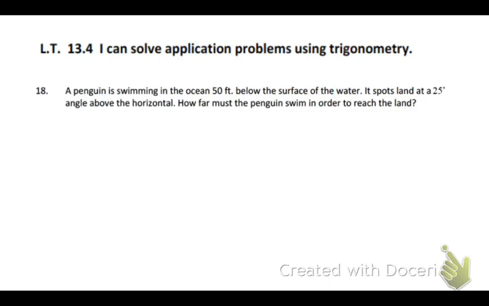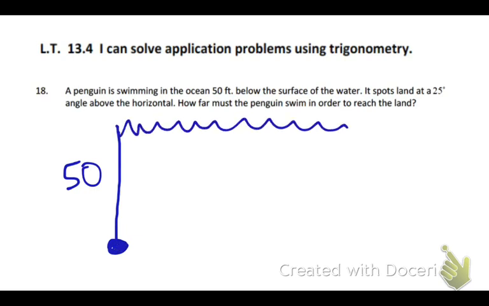All right, we're almost getting there. All right, we got a little penguin. The little penguin is 50 feet below the surface. So there's the penguin. He's right here, and let's say this is the water, like that. He spots land at a 25-degree angle above the horizontal.